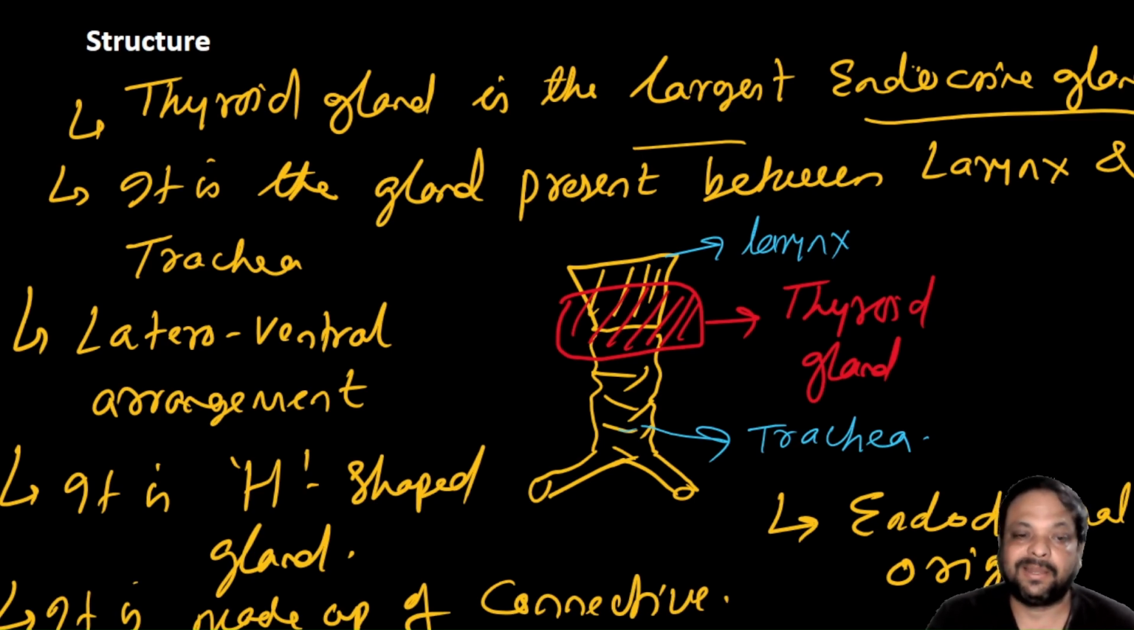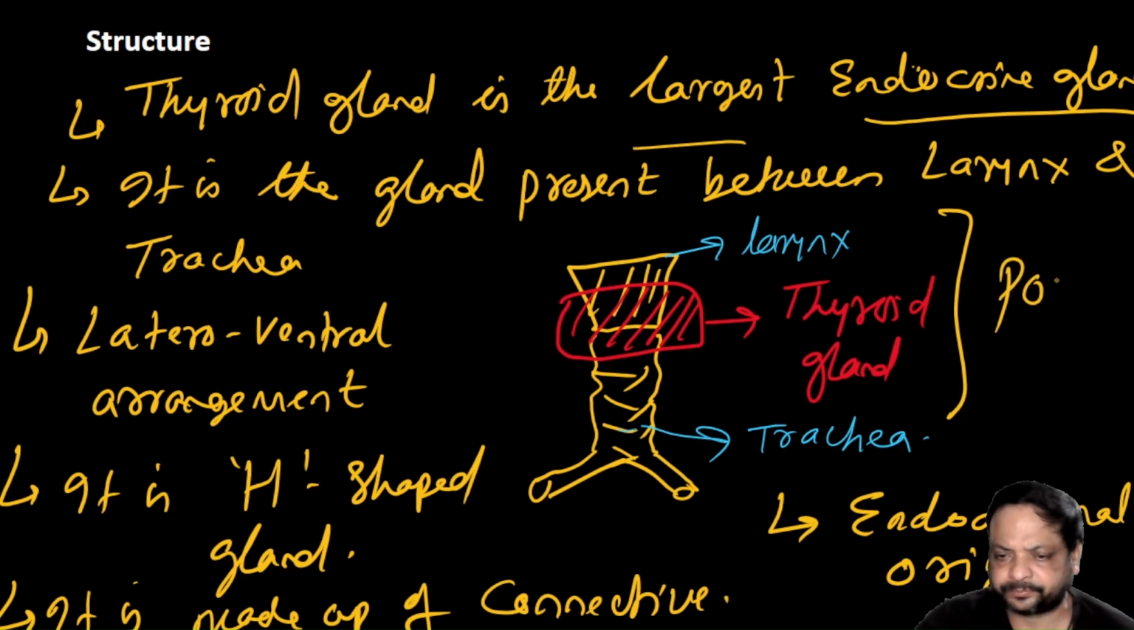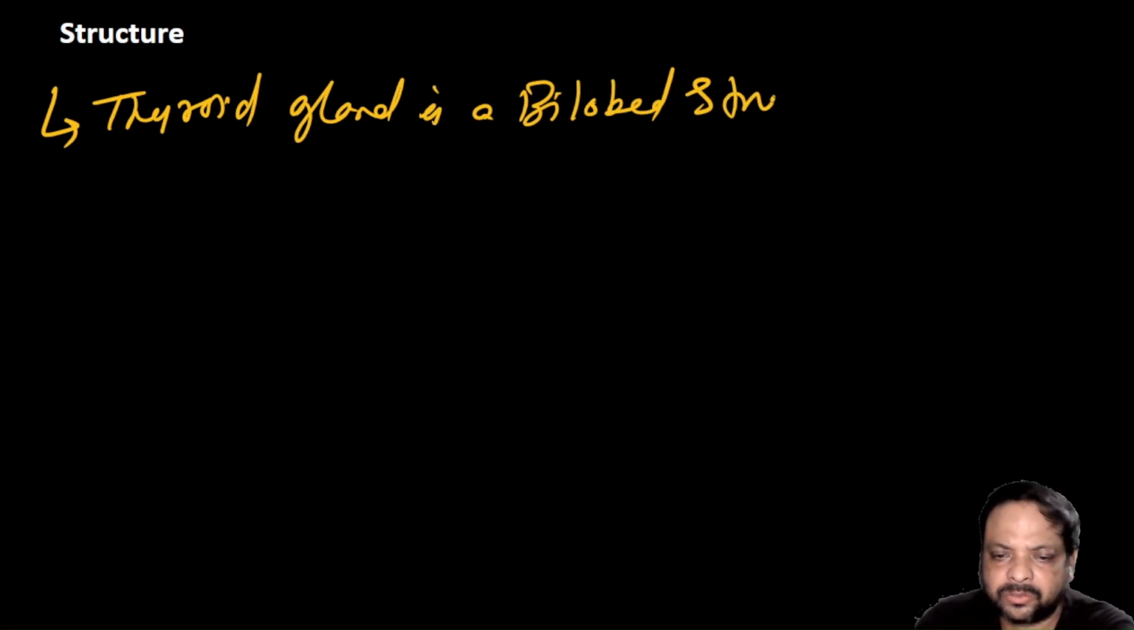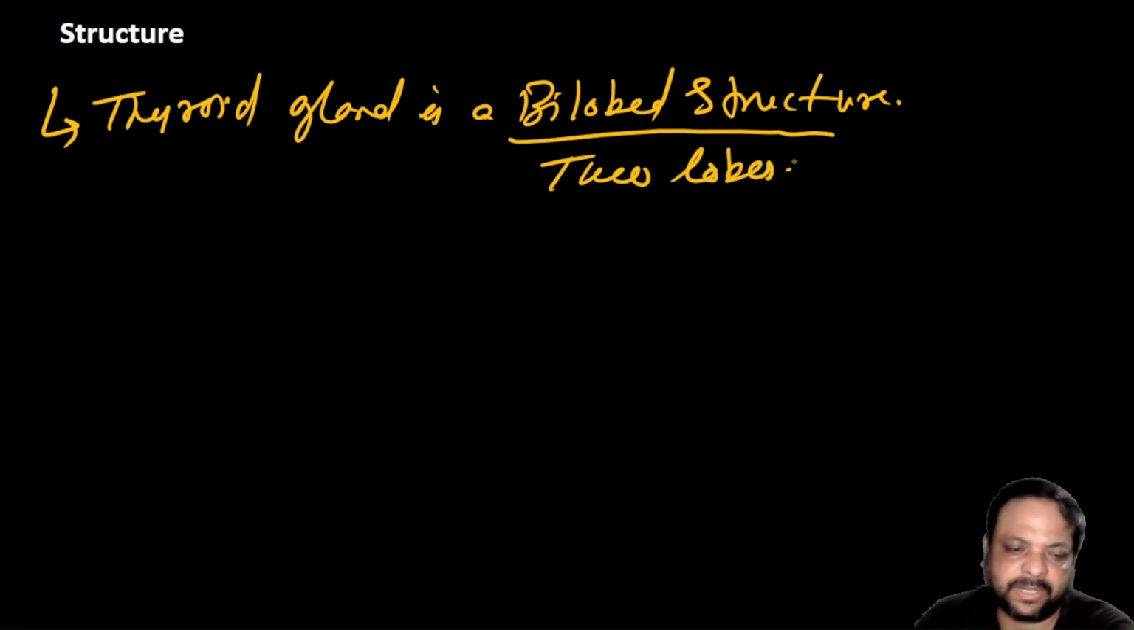I'll discuss its structure later. So this is the position. We have discussed the position. Got it? Now let's discuss the structure of this thyroid gland. The thyroid gland is a bilobed structure, which means two lobes are present. Got it? And these lobes are also made up of connective tissue.